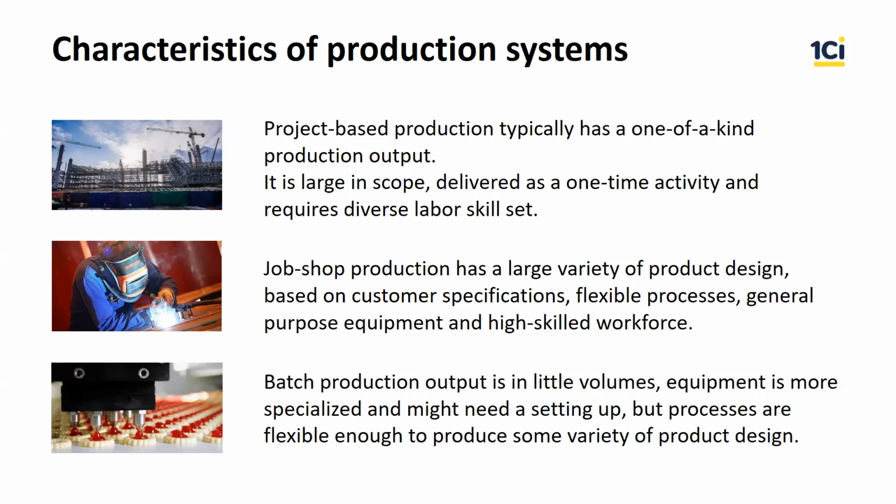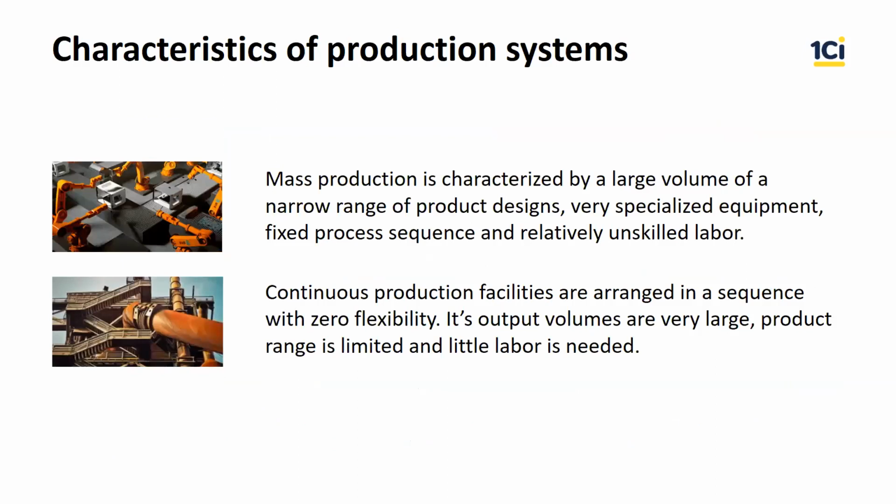In batch production, there's still a variety of products, but the volume is larger and equipment becomes more and more specialized. When we go to mass production, the volumes are very big, but the range of products is narrowing down and the labor workforce is generally not as skilled as before. And last in our list, continuous production, where there are unique plants that are placed in a fixed sequence. The volume of output is huge, and a very little labor force is needed.